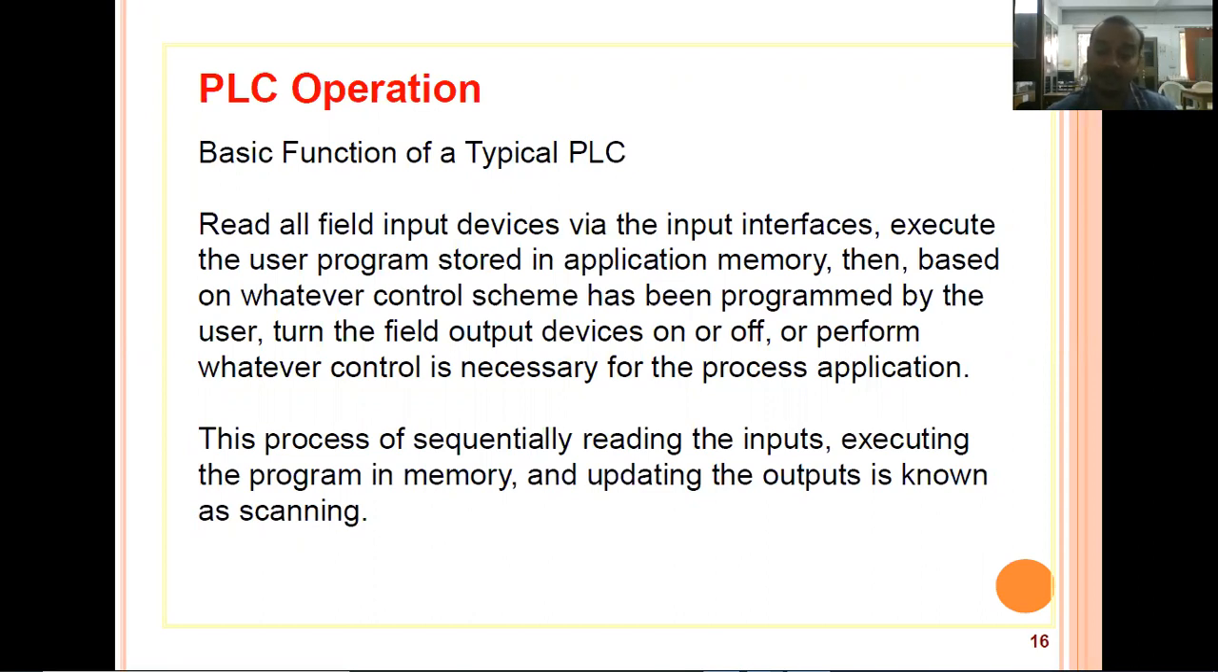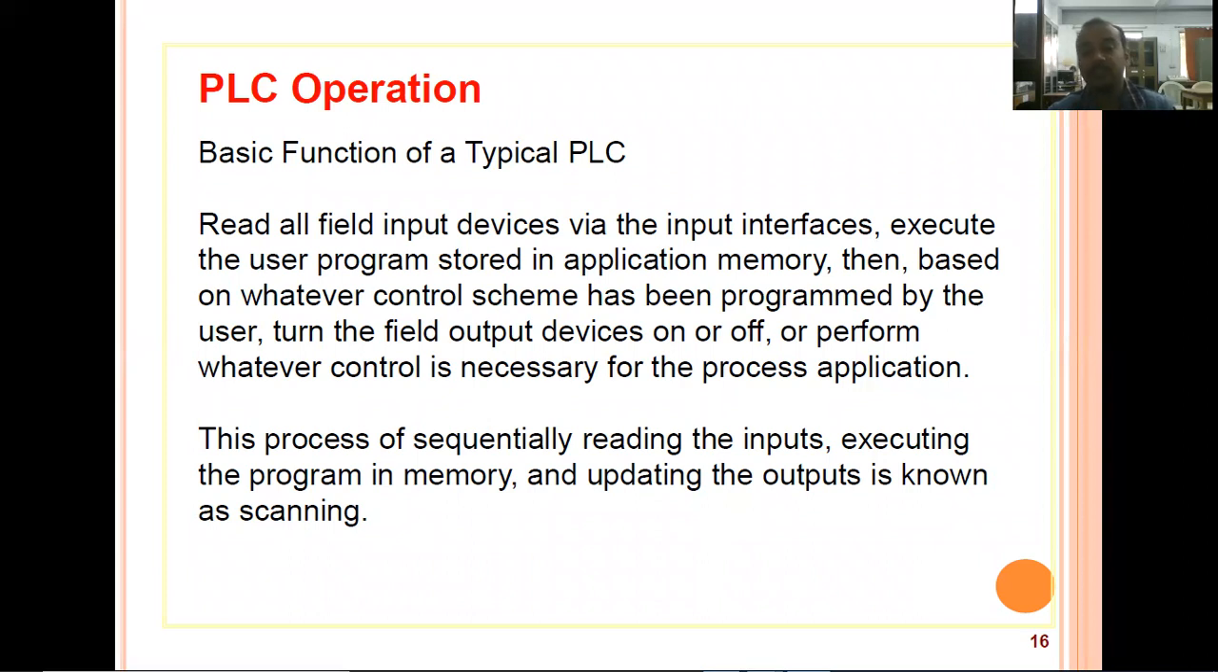Then the action will be executed to the output module, and from the output module it will go to the final control elements. I need to switch on my motor, or I need to switch off my motor. What position of the control valve needs to be taken care of right now. So all the information can be given from the IO unit.